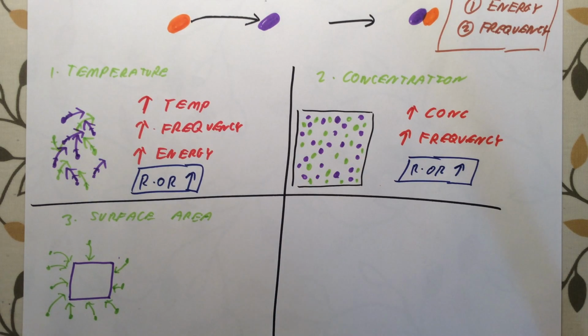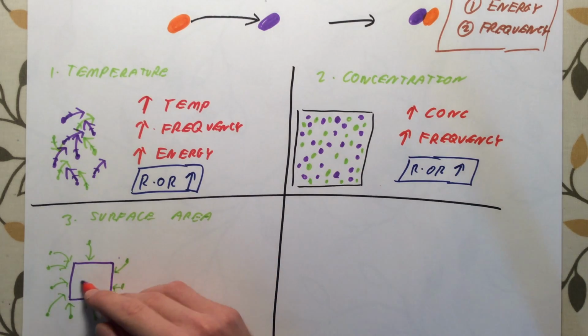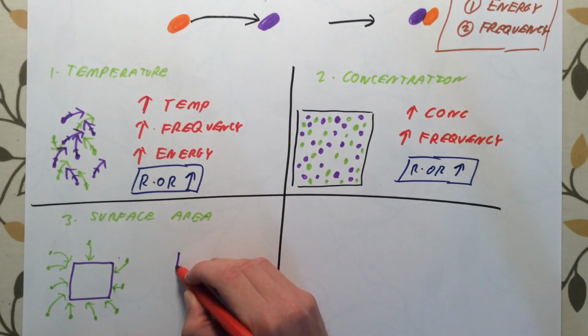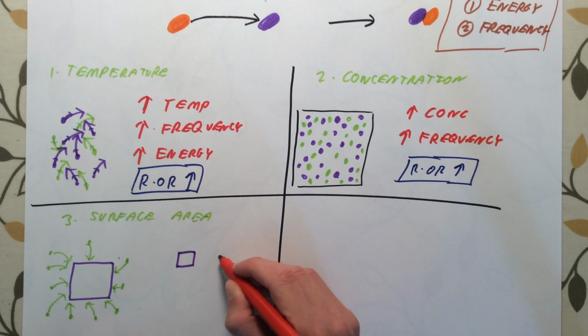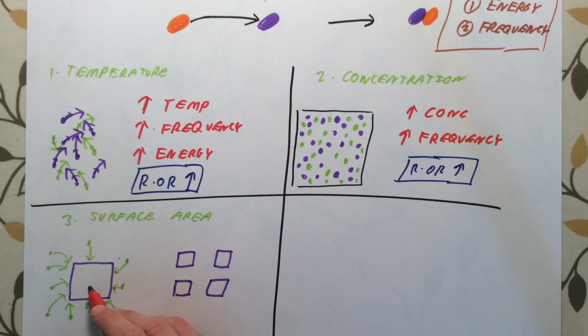However, I can increase this rate of reaction if I keep the volume of my solid the same, and I can do it by increasing the surface area. So if I simply split this block up into 4 smaller squares, I'm going to keep the overall volume the same. So the mass of this solid will be the same as this one, but I've just either ground it up or ground it into smaller sections.